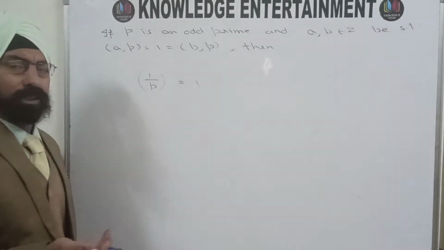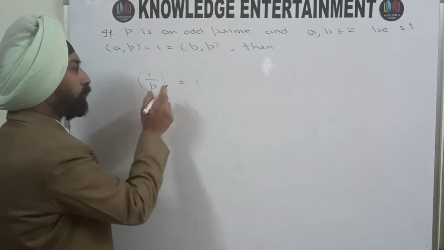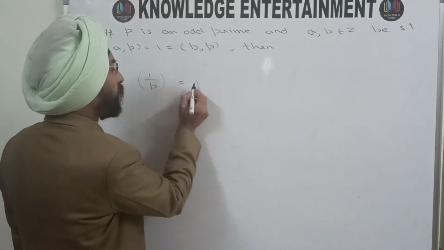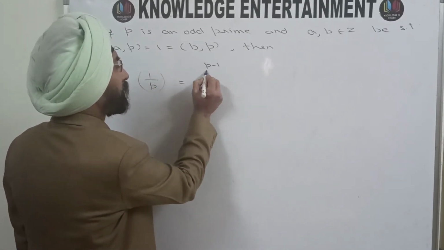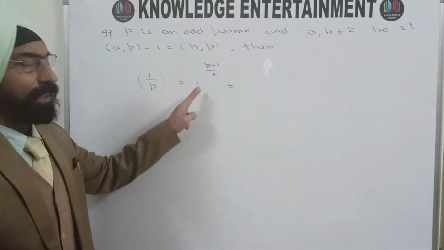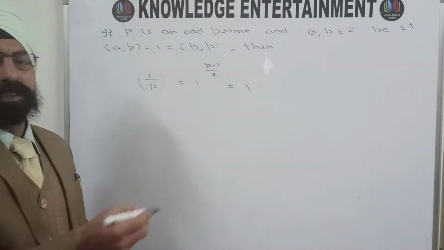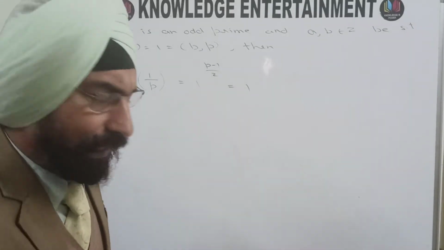Another way is by using Euler's criterion. We know that A upon P Legendre symbol is equal to A raised to the power P minus 1 by 2. But 1 raised to the power anything is 1. So once again it is equal to 1. So it can be proved in several ways.